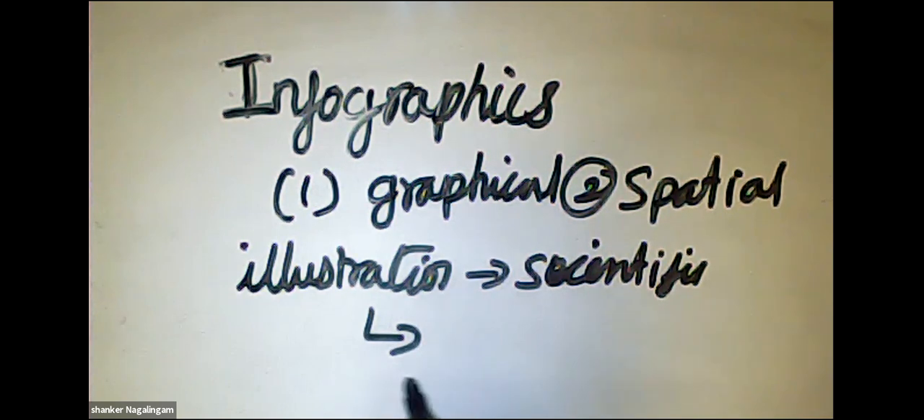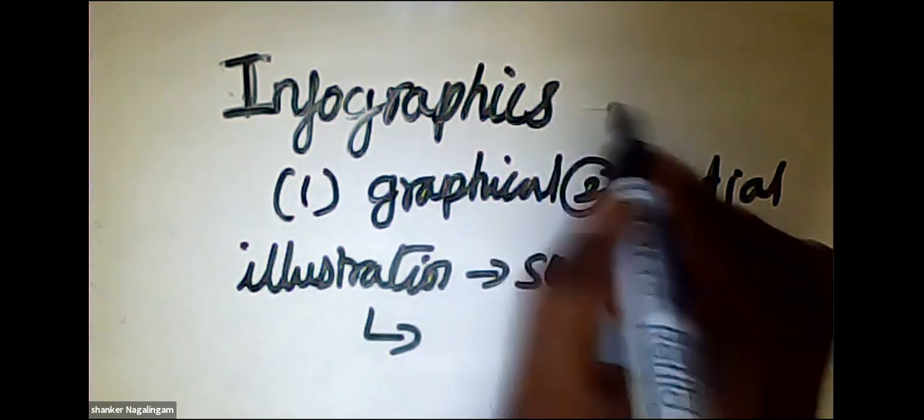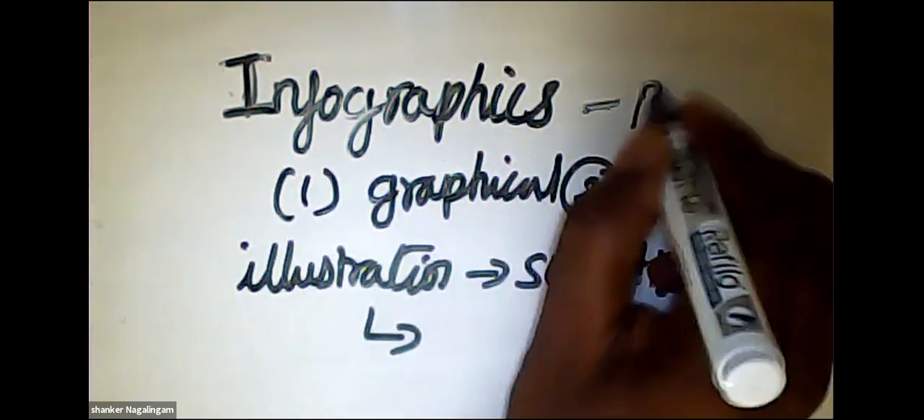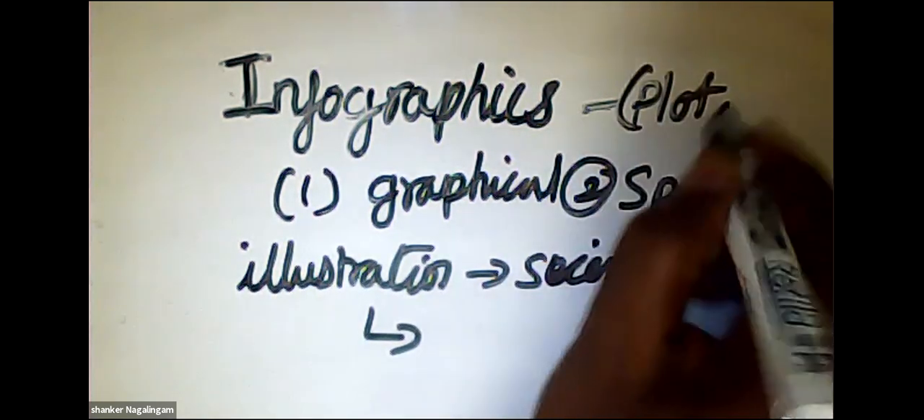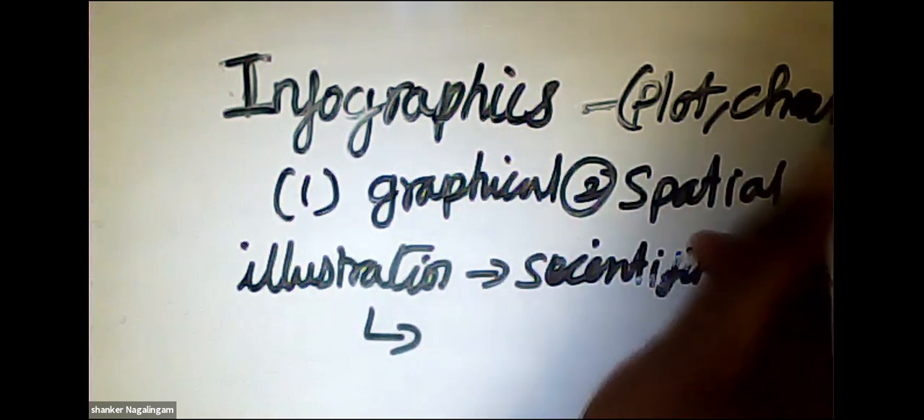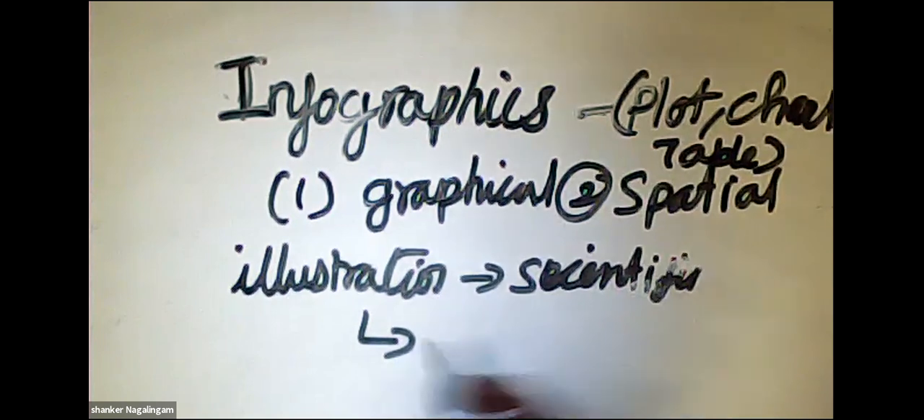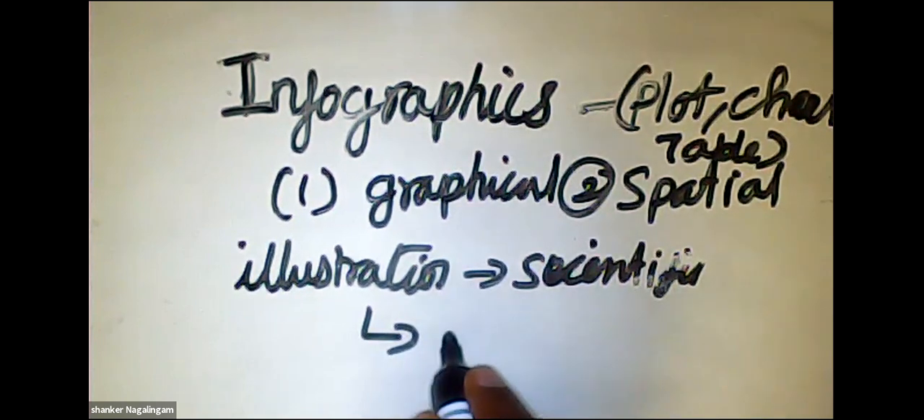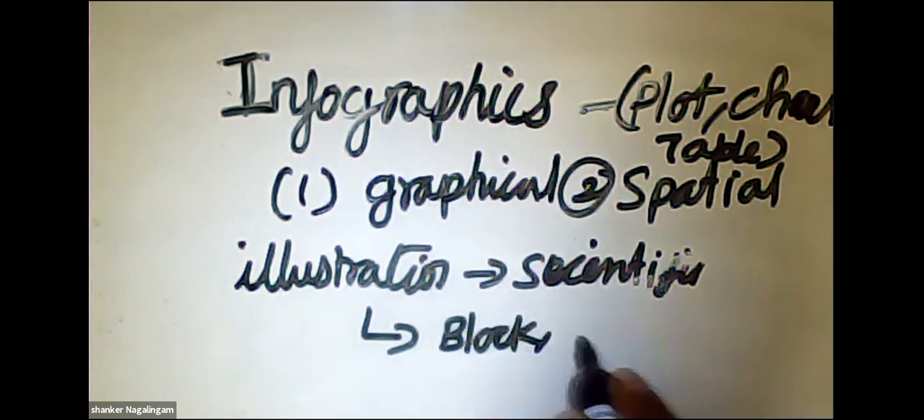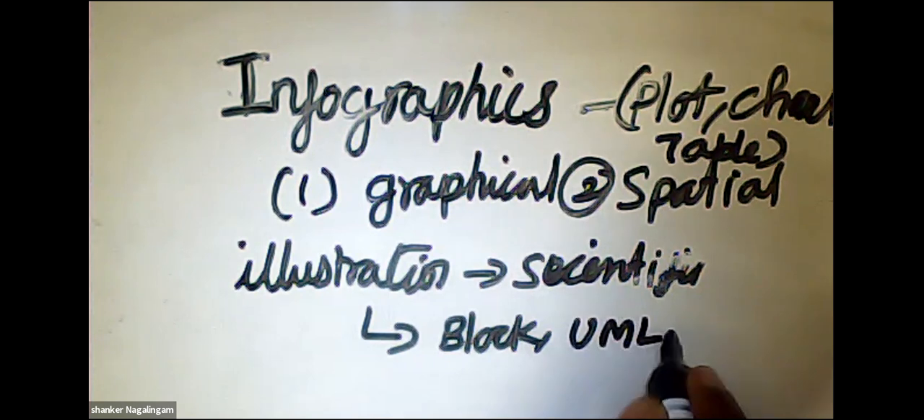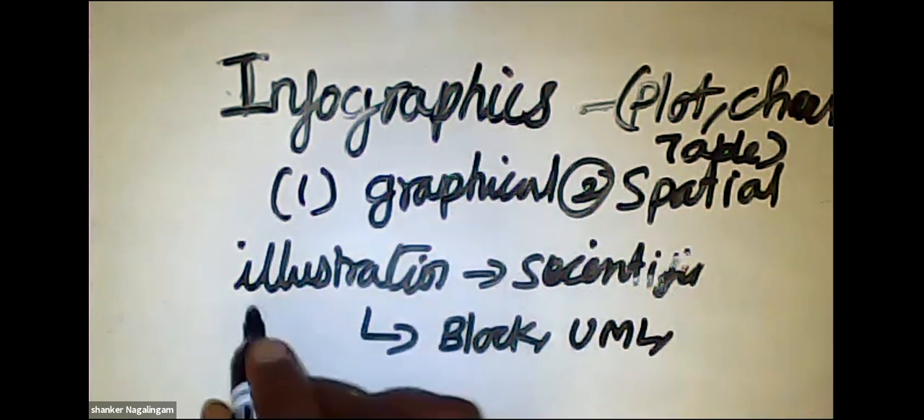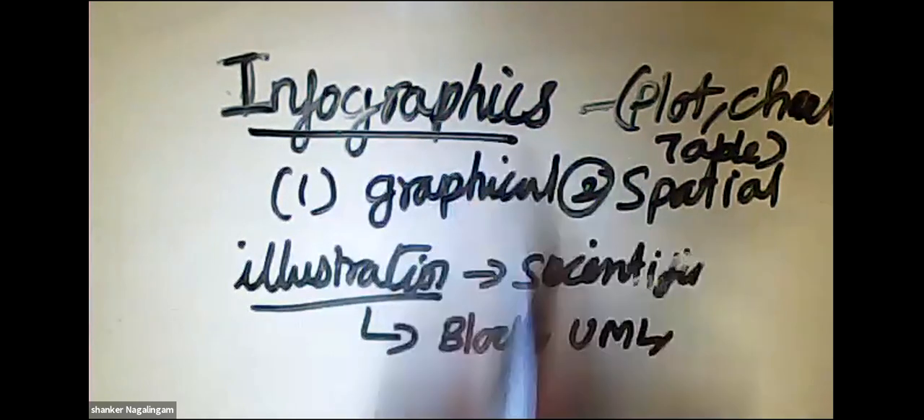So illustration is your plot, okay, and your chart and table. That is what your illustration is. When you talk about infographics, it is your diagram. It means the block diagram, or when you are in CSE, you call them UML diagrams and all those diagrams. Okay, that is what I'm talking about as illustration, and that is what I'm talking about as infographics.